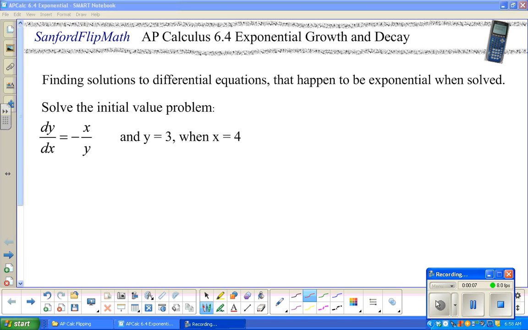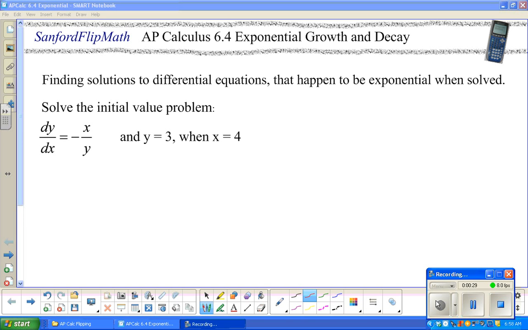We are continuing to work through the Finney, Demana, Kennedy book. We are in chapter 6, about halfway through, a little more than halfway through. This is section 6.4. It is about exponential growth and decay. What we're going to be doing is basically focusing on finding solutions for differential equations again.